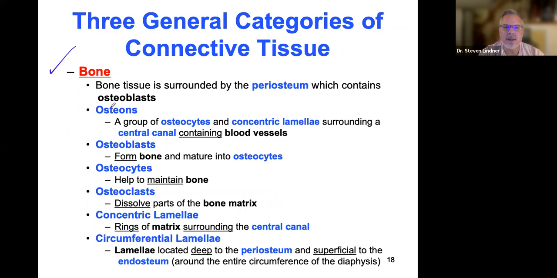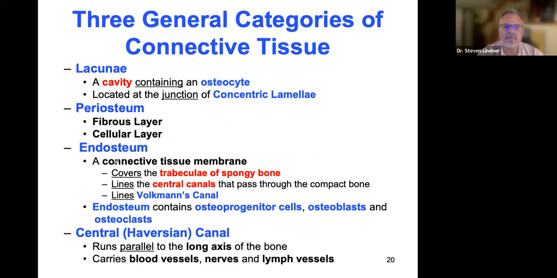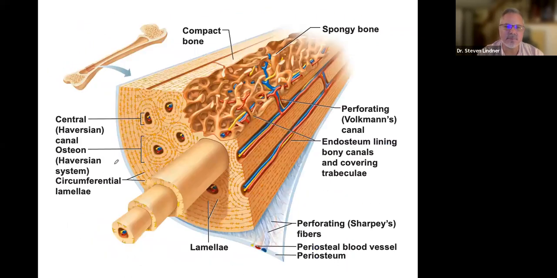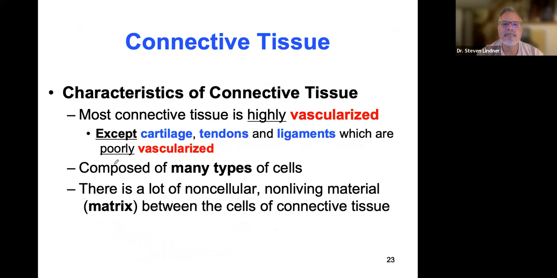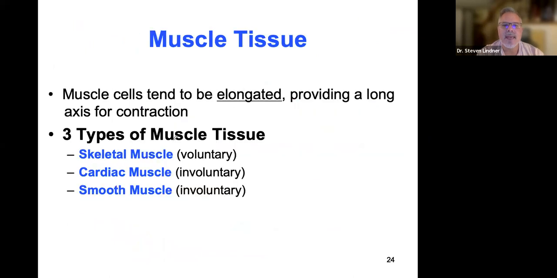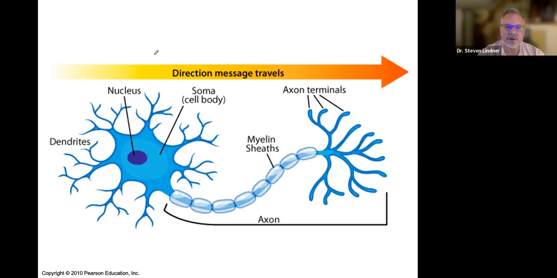When we spoke about bone, we focused on the osteon or compact bone, and we went over a bunch of these terms in a previous video. And then we'll get into muscle tissue, which is the third type of tissue. And then we'll finish with nerve.